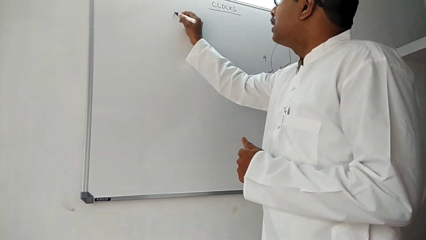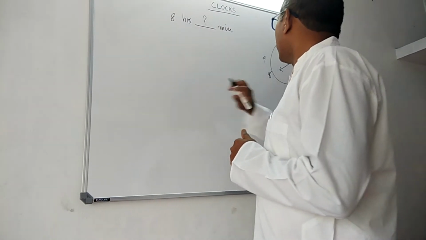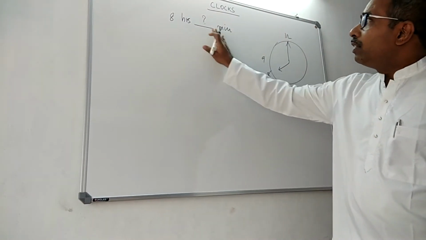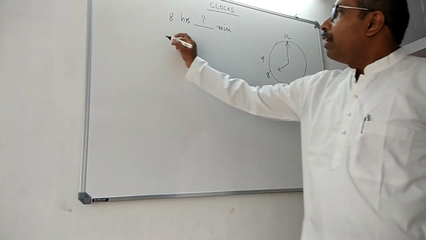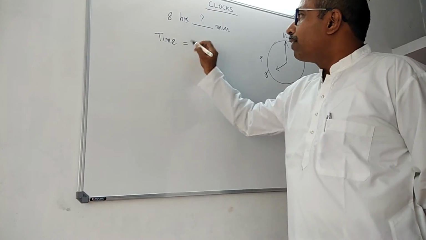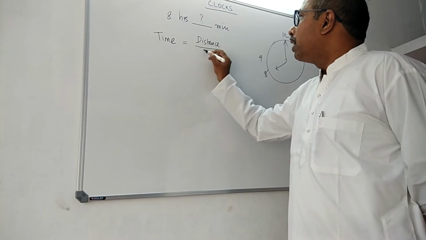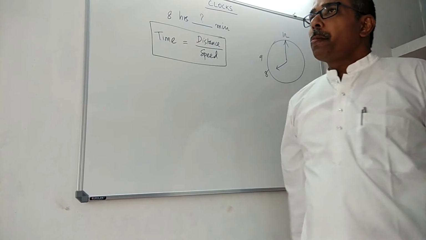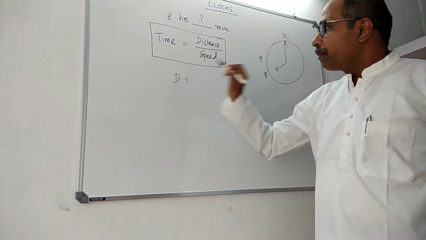So the answer for this question is 8 hours, and the number of minutes is not known to us. It's between 8 and 9 only that we are going to find the time. So our answer is 8 hours and X minutes. Now, in every competitive examination, in the case of time and distance problems, there is only one formula. Time is equal to distance divided by speed. This is the only formula which you have to remember. We are supposed to find time. And what is the distance? We'll see.